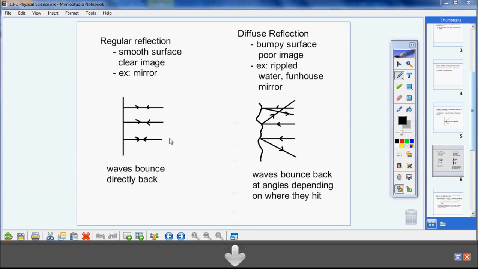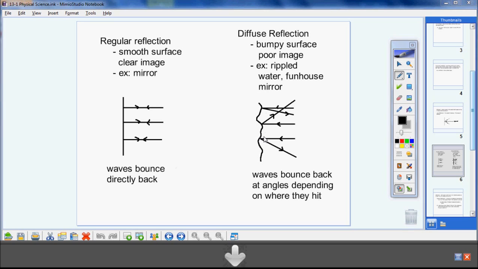So, once again, in a regular reflection, the surface is flat. So all of the waves that come in bounce out in a nice, straight pattern. They bounce directly back, so the image is clear and crisp and not distorted.